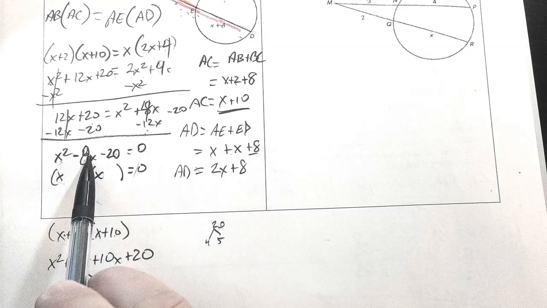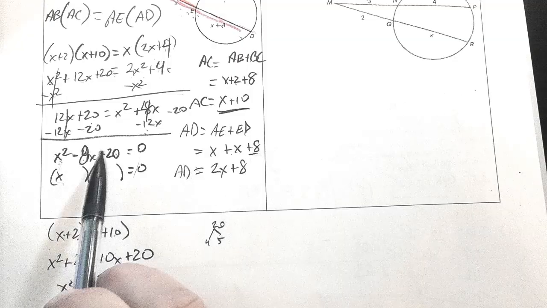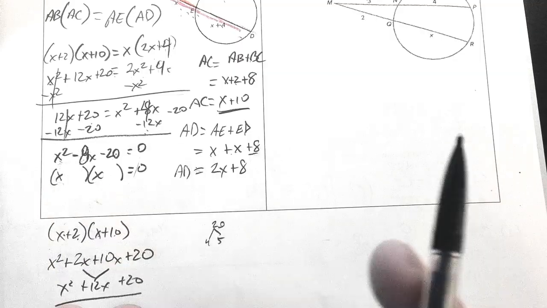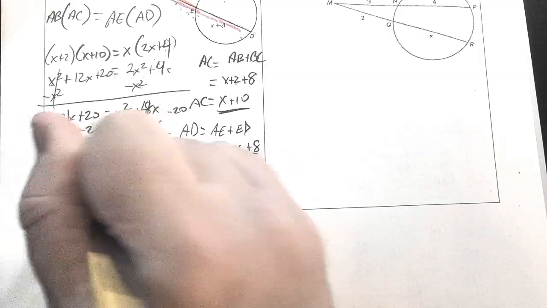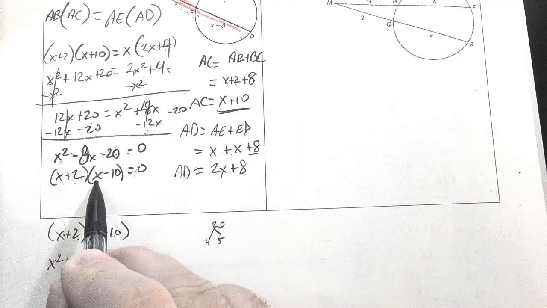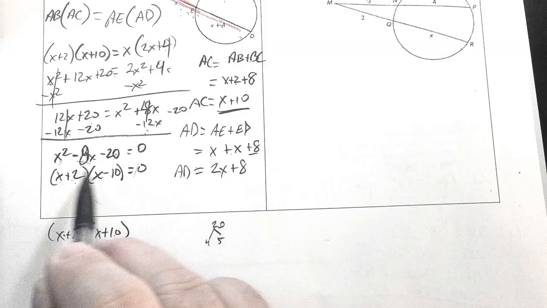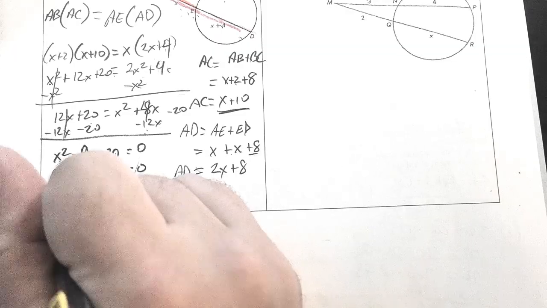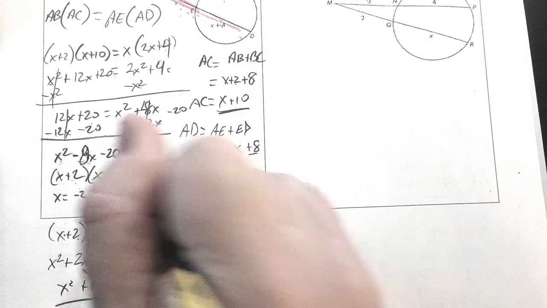So 5 times 4, that's still not right. What's the deal? Oh, but 10 times 2 makes 20, and negative 10 and positive 2 make that. So negative 10, positive 2. So that would be 2x minus 10x, so that's negative. And then positive and negative make that. So that means x equals negative 2 or x equals 10.